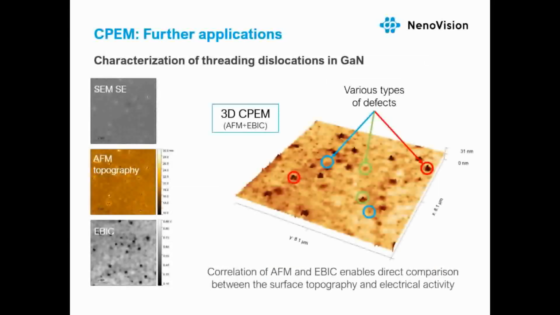The next application shows characterization of various defects in gallium nitride-based semiconductor. Here, the CPEM technology enabled analysis of identical region of the sample by three techniques. The AFM Lightscope reads the probe height information and combines it with the secondary electron intensity signal from the SEM and electron beam-induced current signal.